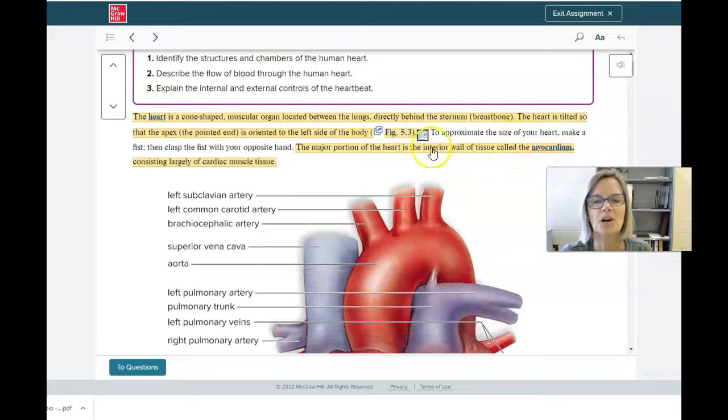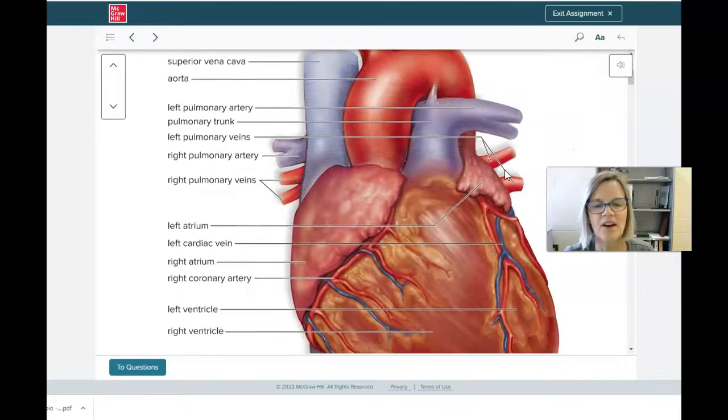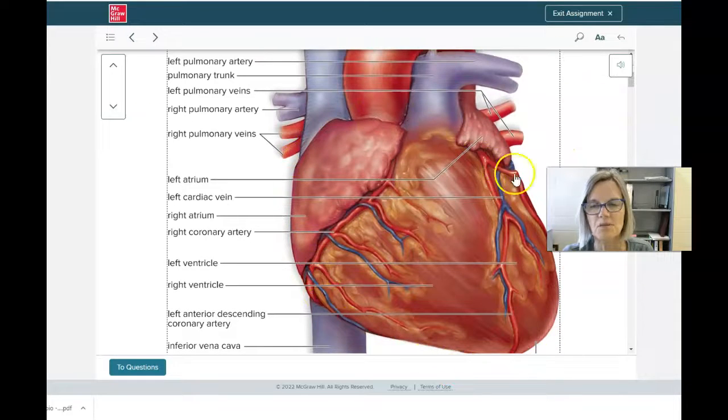Here's a vocabulary word. The major portion of the heart is called the myocardium. Myo refers to muscle and cardium refers to the heart. And so when you look at the heart itself, most of what you're looking at is heart muscle. So we call this tissue the myocardium.